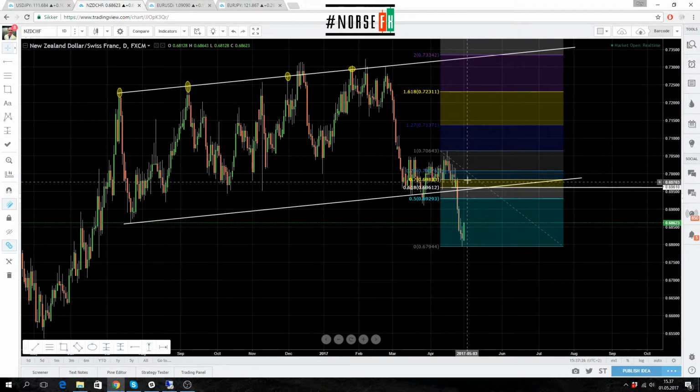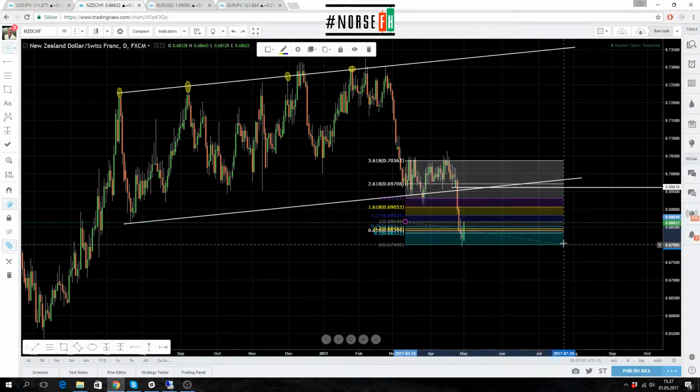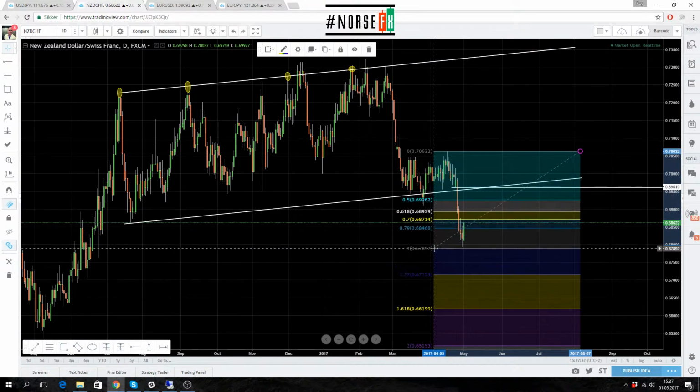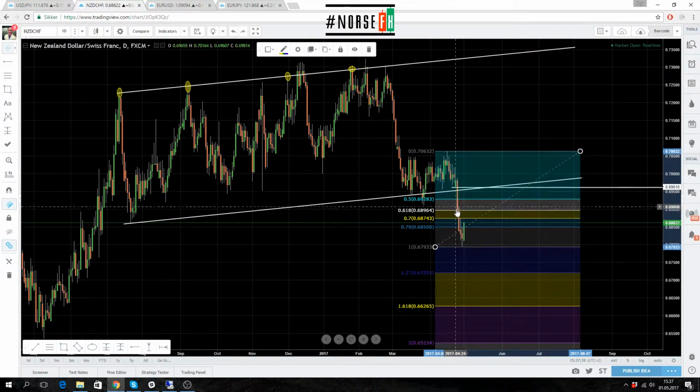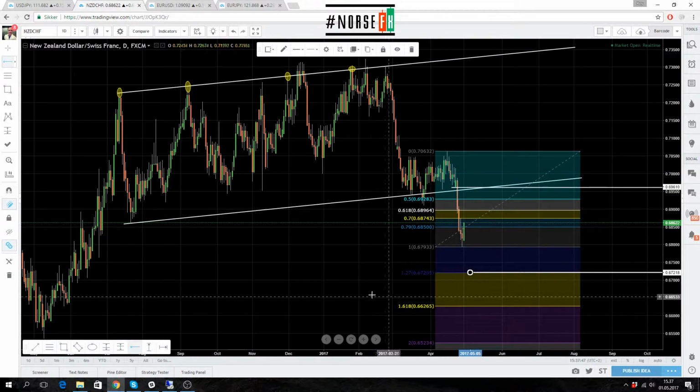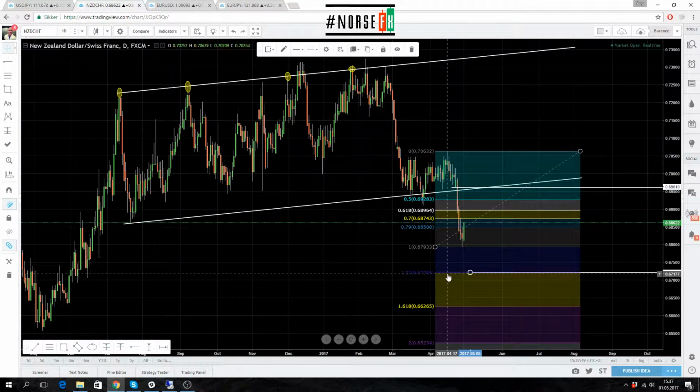I will just keep risk small on this. And then for targets, I will look for a move to the 127 of this current leg. If we get some reaction from the 618 and the trend line, I will look for a move down to the 127, so 0.6720.